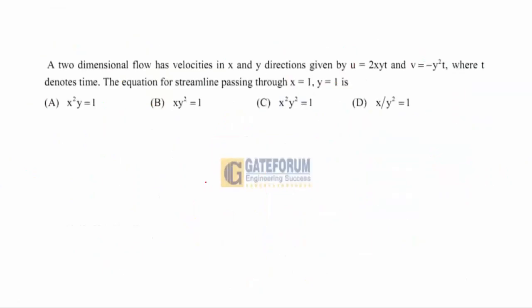Yes, this is the question. A two-dimensional flow has a velocity in x and y direction given by u equal to 2xy squared, v equal to y squared t, where t denotes time. The equation of a straight line passing through x equal to 1, y equal to 1 is. Option A, x squared y equal to 1. Option B, x y squared equal to 1. Option C, x squared y squared equal to 1. Option D, x upon y squared equal to 1.